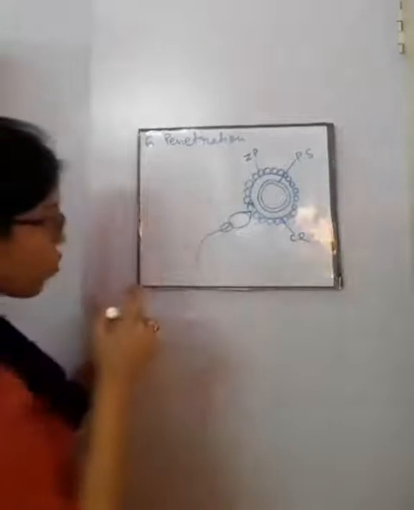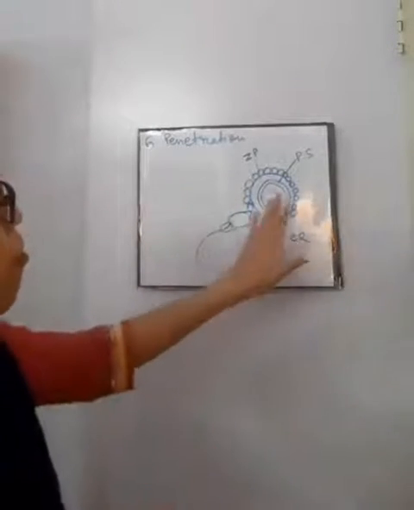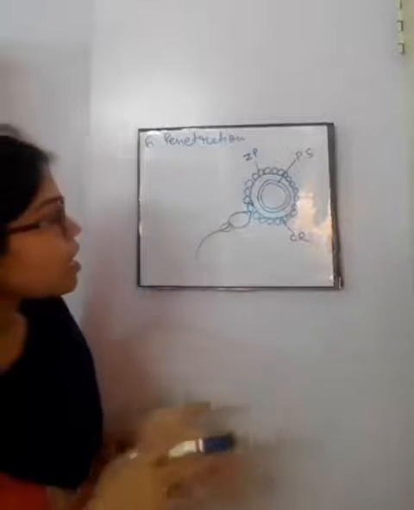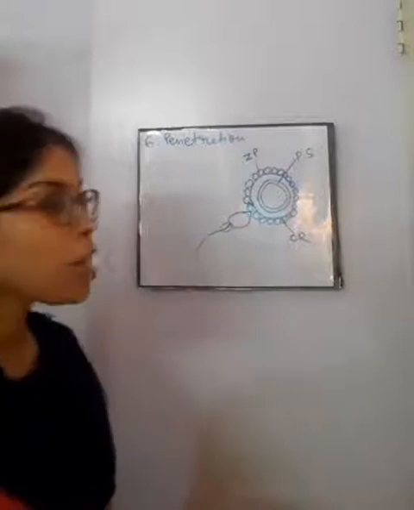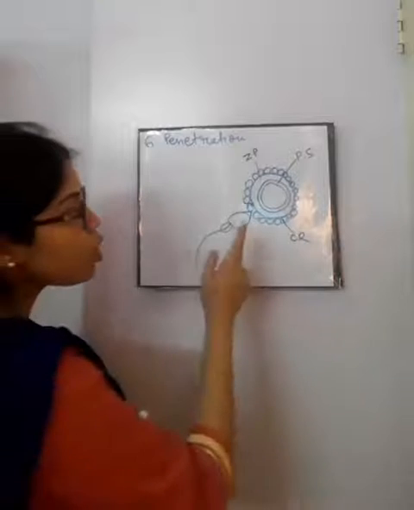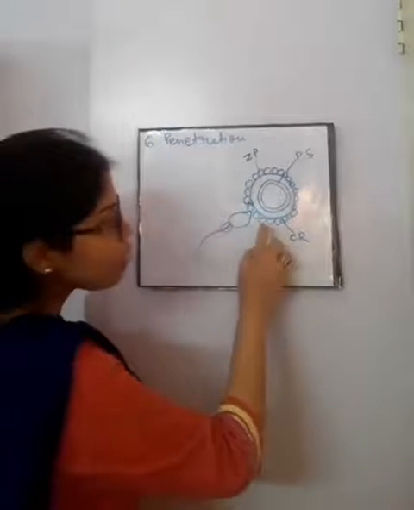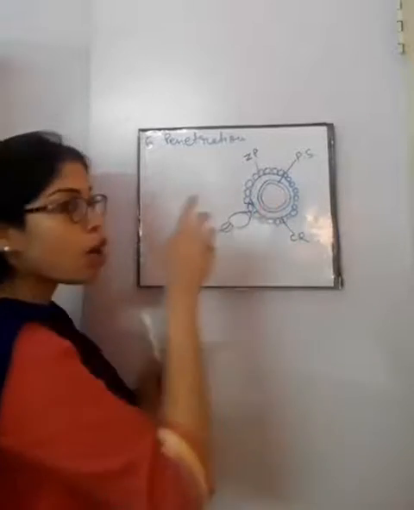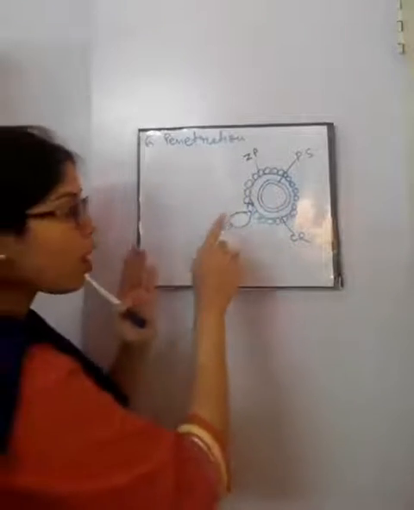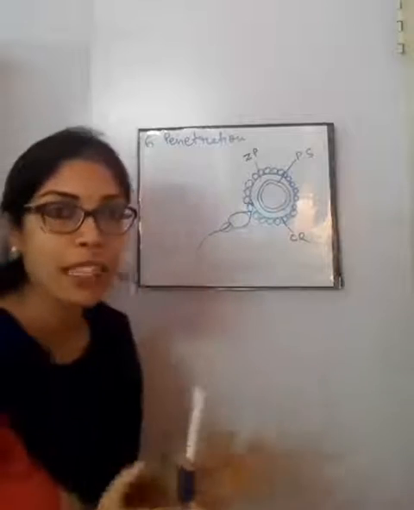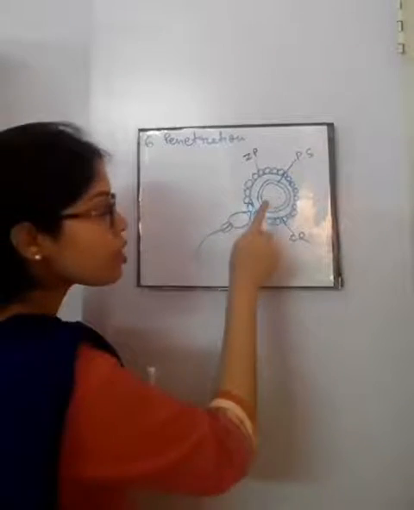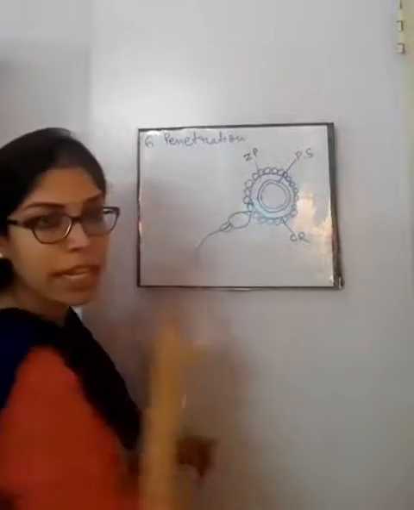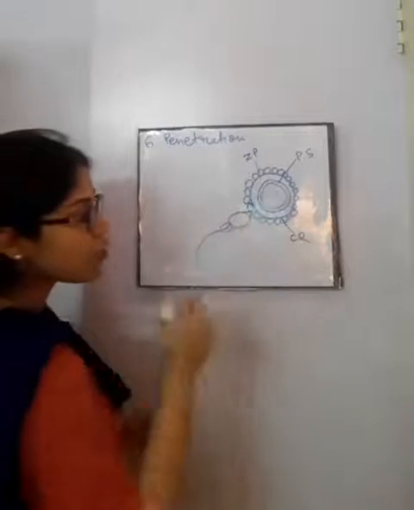This is one fit sperm which has managed to attach itself to the ovum. Now this sperm will have to penetrate through each of these layers to reach this ooplasm, where after reaching this, the actual fertilization will take place. So to reach this, the sperm has to go through all these three layers. So it will penetrate each of these three layers.